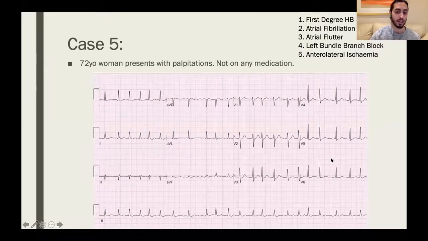beats per minute. So we know this patient's already tachycardic, which is important for the clinical picture and important for this diagnosis as well. Rhythm. We know that it's an irregular rhythm just by looking at the spaces between the QRS complexes.